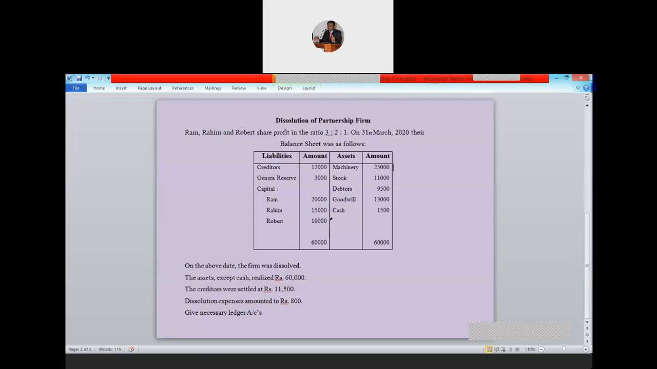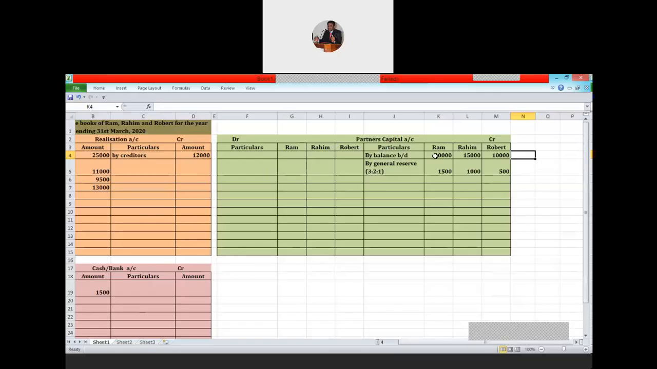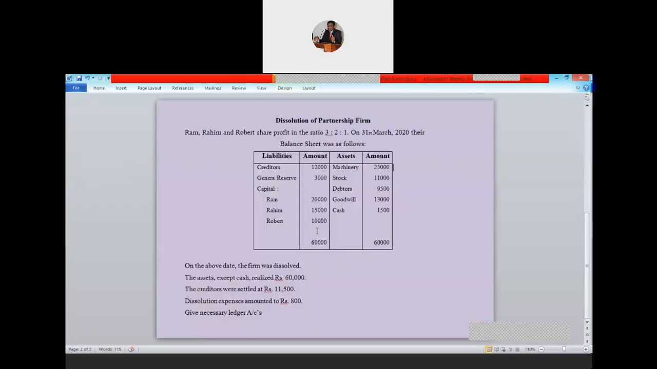Now the capitals of Ram, Rahim, and Robert. These are the balances stood on the date of dissolution. Take this as the opening balances, the credit side of partner's capital account by balance brought down opening balances 20,000, 15,000, and 10,000. So students, we have recorded all assets and liabilities. Now let us look into the adjustments.